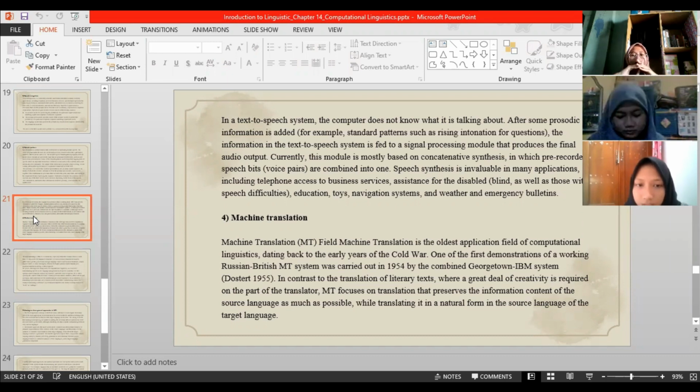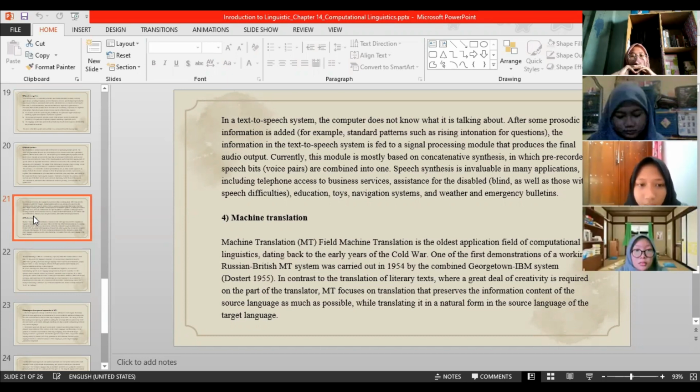Education, toys, navigation system, and weather and emergency bulletins. And fourth, machine translation. Machine translation, or MT, is the oldest application field of computational linguistics, dating back to the early years of the Cold War. One of the first demonstrations of a working MT system was carried out in 1954 by the combined Georgetown IBM system.